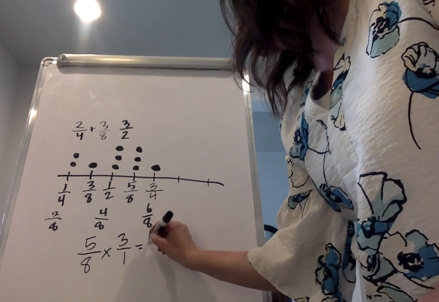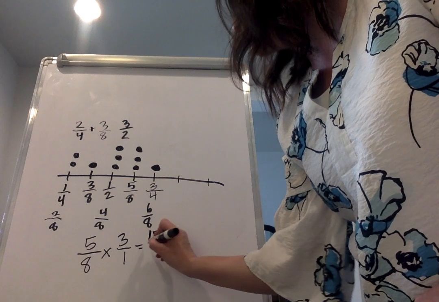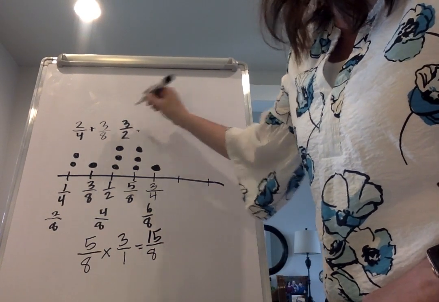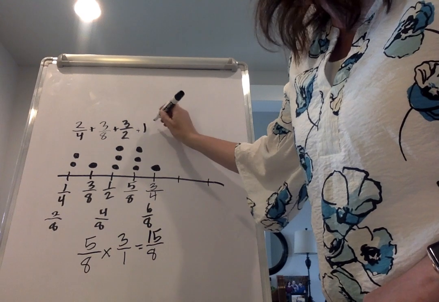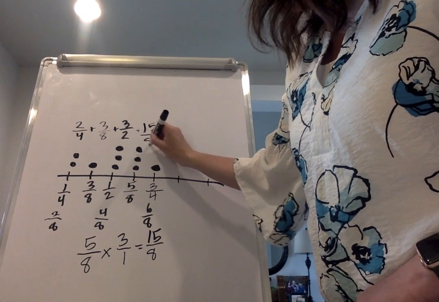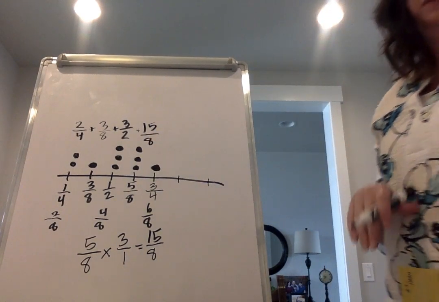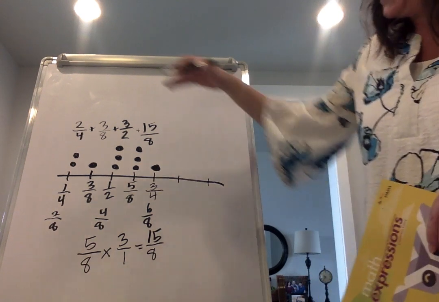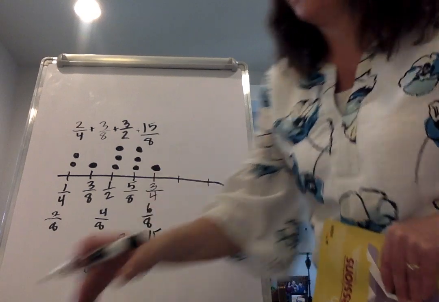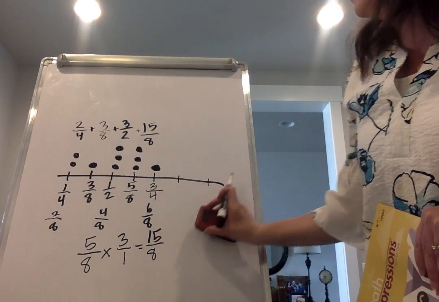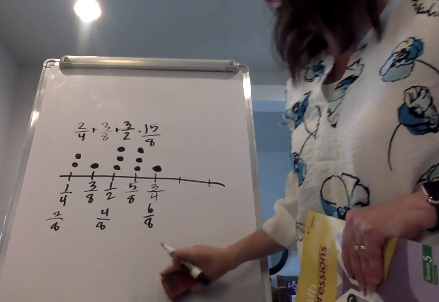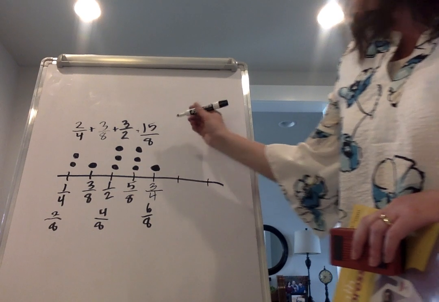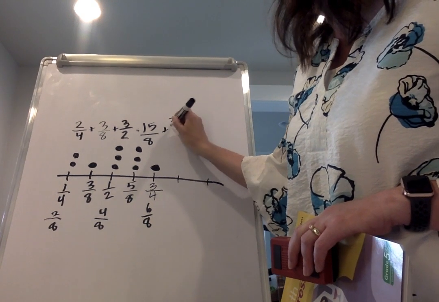5 times 3 is 15. 8 times 1 is 8. Okay, so I'm going to do 15/8. And I've got to do a common denominator in the end, so we'll figure that part out later. But we're going to be adding all of these up at the end. All right, then we've got 1 day that Toby the cat had 3/4, so I can leave that at 3/4.